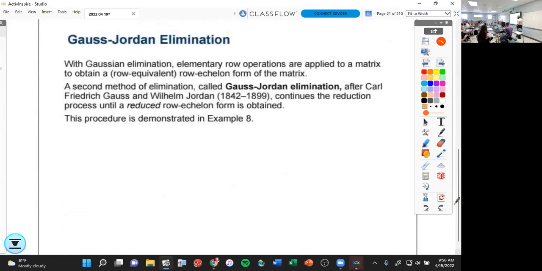With Gaussian elimination, elementary row operations are applied to a matrix to obtain a row echelon form of a matrix. A second method called Gauss-Jordan elimination continues the reduction process to obtain reduced row echelon form. So we could keep doing this process to get reduced row echelon form.